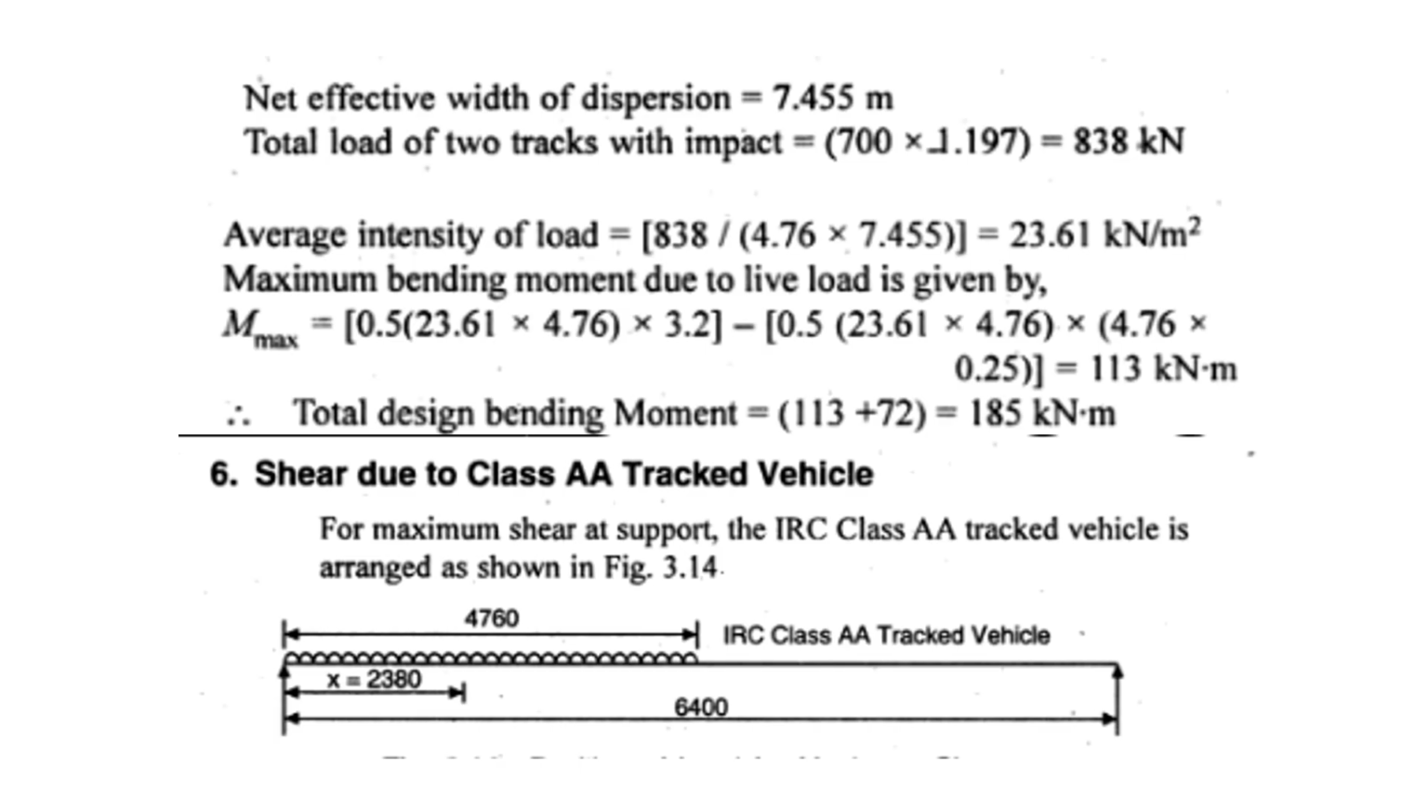The shear due to the tracked class A vehicles. For the maximum shear at the support, the loading is placed in such a way that it is placed next to the left end support. So the loading is placed in such a way that the minimum clear distance is not maintained, and the load is placed exactly over the support. So this is the loading pattern for the shear calculation.